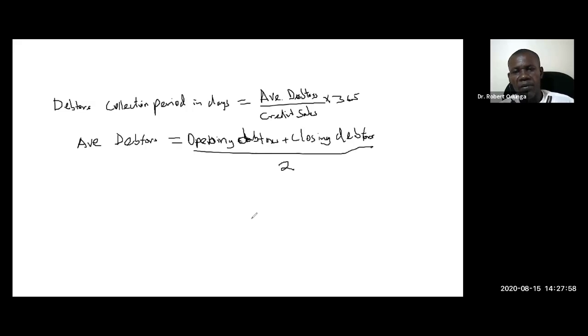And then credit sales, because when we sell goods on credit, that's how we generate debtors. So it's important that we only analyze credit sales because that is how we generate debtors. Otherwise, if we are selling on cash basis, then there would be no need of having debtors, all right? So that's why we always apportion on the basis of credit sales.